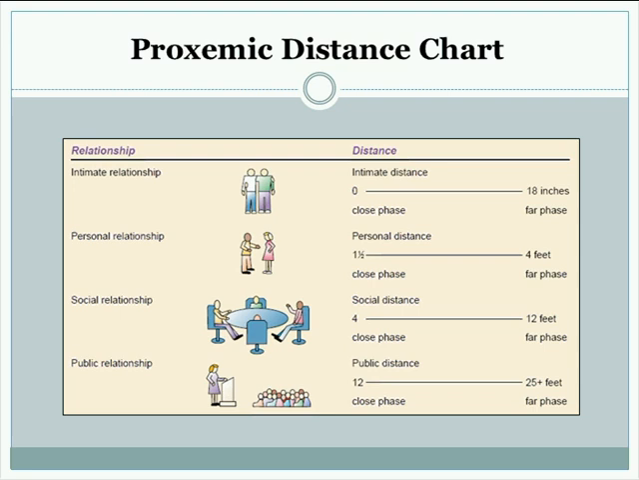In general social relationships where we might not know the other person, in meetings with other people for the first time, for example, the general acceptable social distance is anywhere from 4 to 12 feet. And in public relationships, meetings, etc., it's 12 to 25 feet.